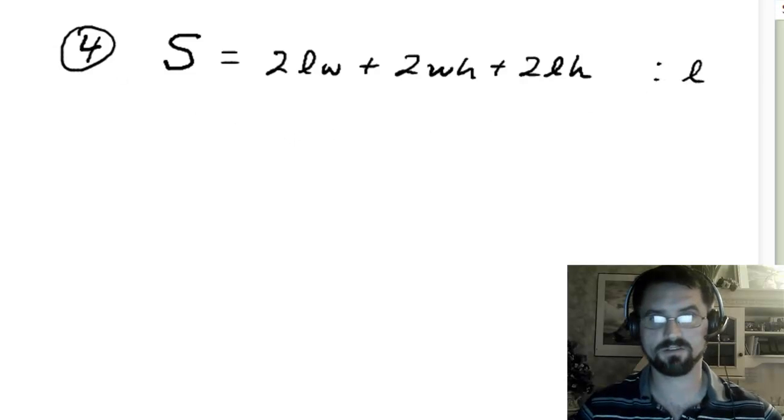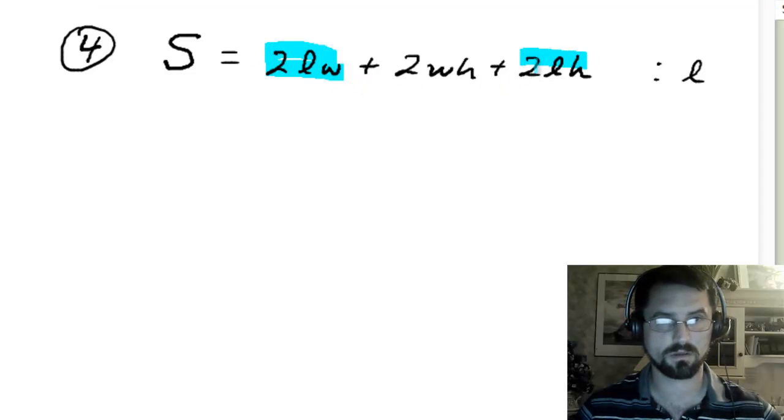So I need to first focus in on every term that has an L in it. This one does, and this one does. So everything that does not have an L needs to go to the other side.